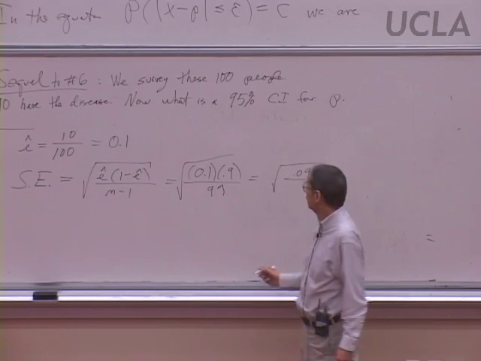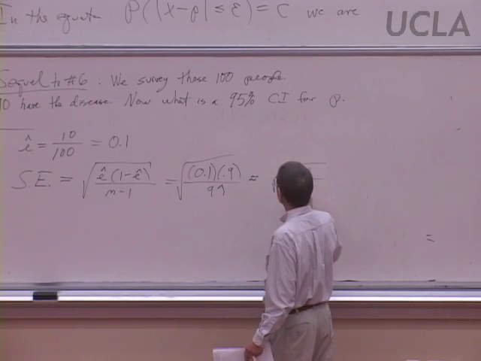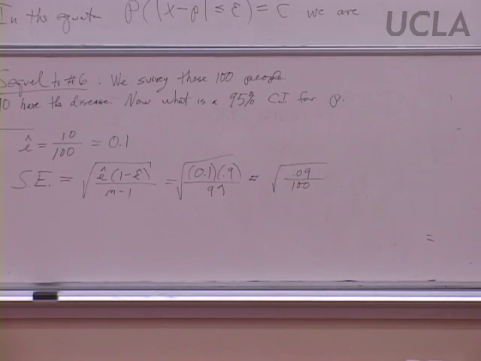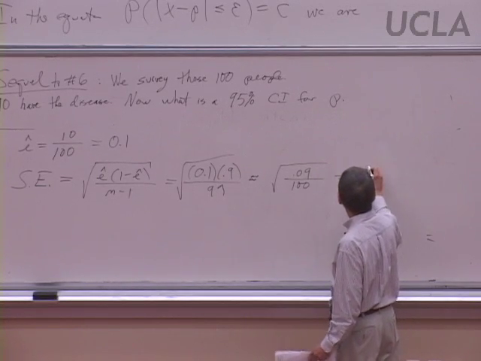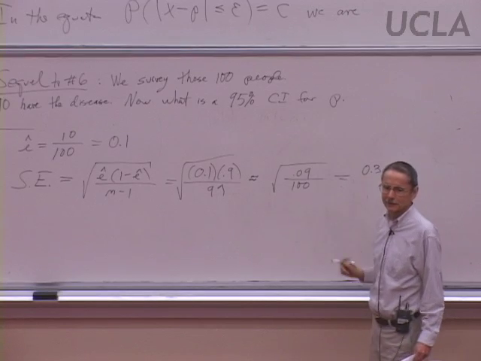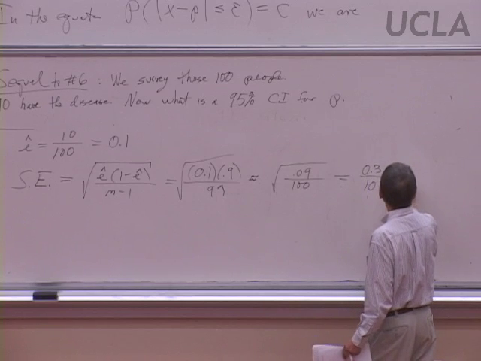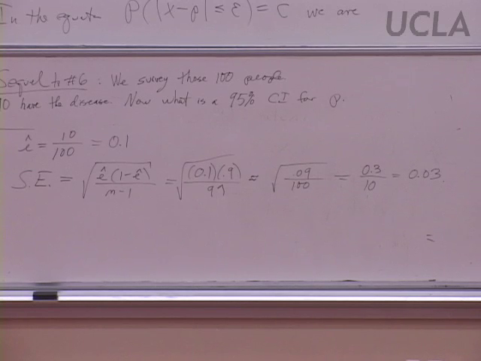Well, since we're without a calculator, let's change 99 to 100, and it'll be close, and we can take the square root. Square root of 0.09 is 0.3, right? Try it. Square this, and you'll get 0.09. Square root of 100 is 10. Standard error is 0.03, and so we know what the confidence interval is going to be.